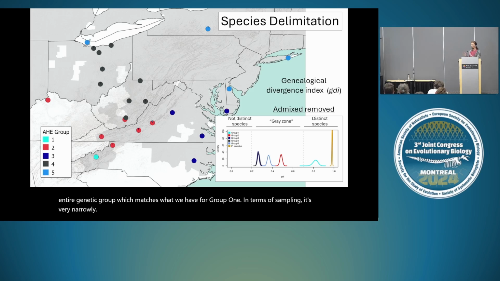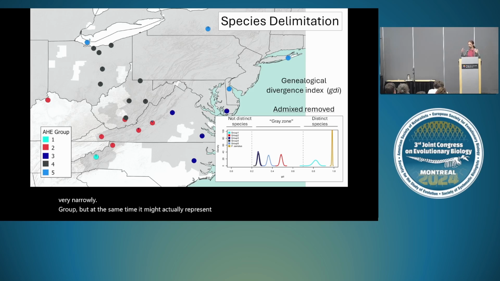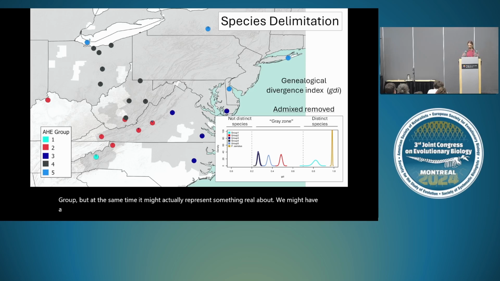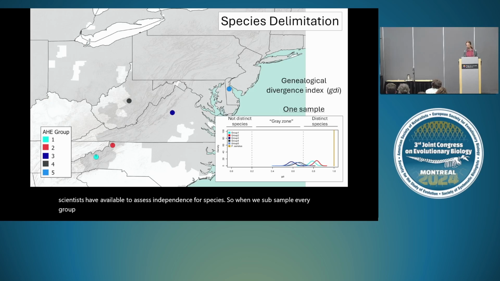But at the same time, it might actually represent something real: we might have a montane species that recently underwent a range contraction and is only found on a single mountaintop. Or we might just have cases where a species is hard to find, and that's what scientists have available to assess independence for species. So when we subsample every group down to one locality, we see a greater inflation of this GDI. So basically all of these samples are pushed towards the line of evidence of having independent lineages, including 2 groups now that have support as being independent species if we took this rule of thumb threshold.